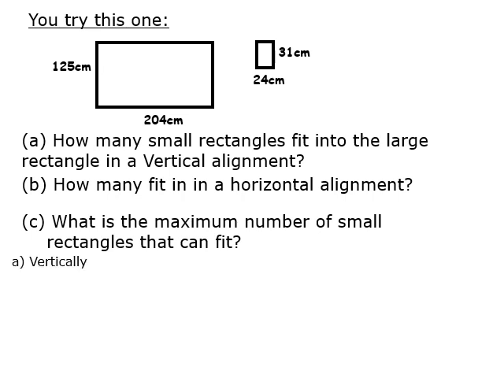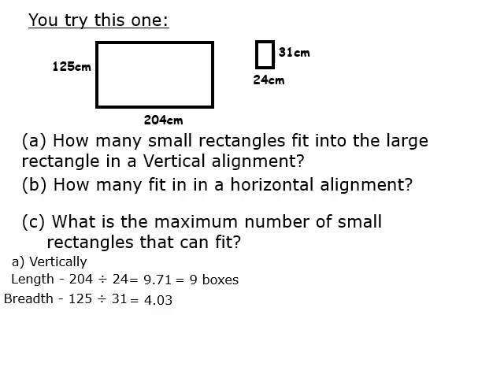Okay, so vertically, we'd be doing 204 divided by 24, which is 9.71, so that's 9 boxes in a row. And then the breadth is 125 divided by 31, which is 4.03, so that's 4 boxes high. Multiply those together and you get 36 boxes. So 36 boxes vertically, in the alignment as shown in the question.